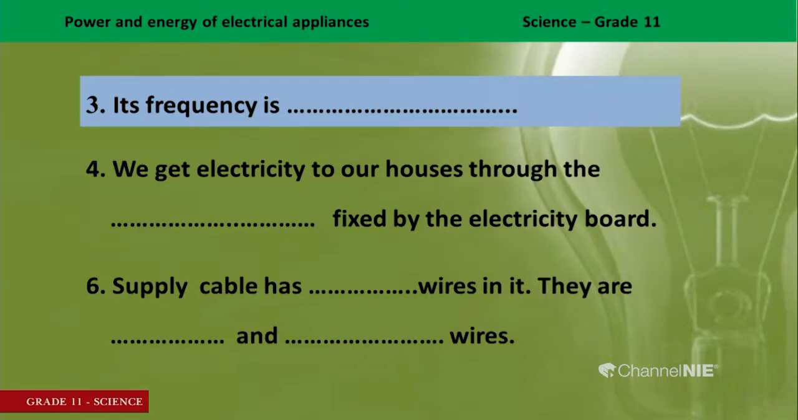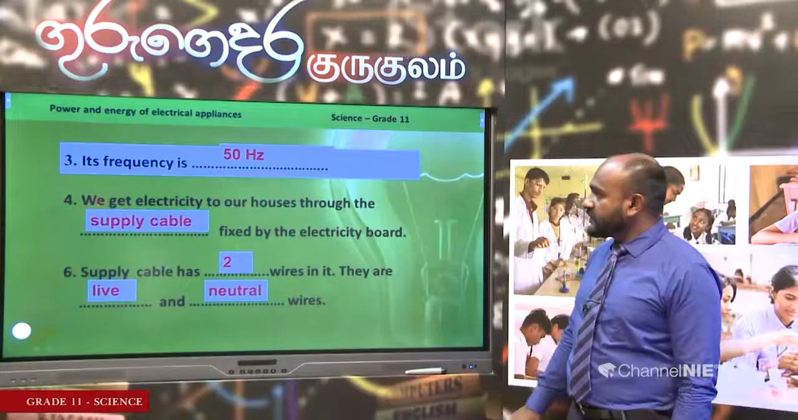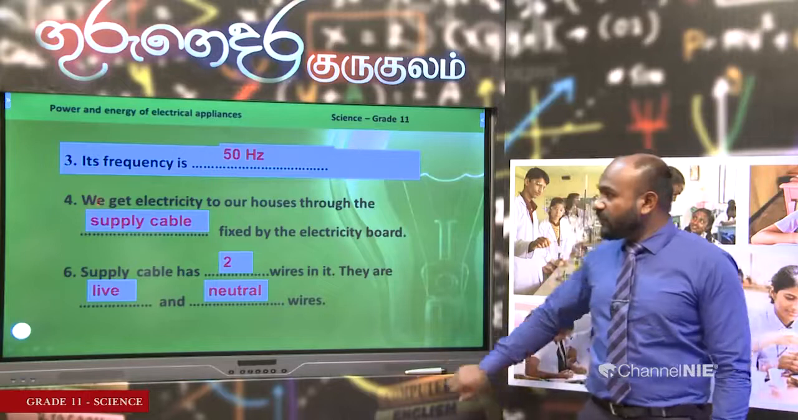Its frequency is 50 hertz. We get electricity to our houses through the supply cable fixed by the electricity board or electricity company in some areas. Supply cable has 2 wires in it. They are live and neutral wires. Okay. We can go to the next question now.